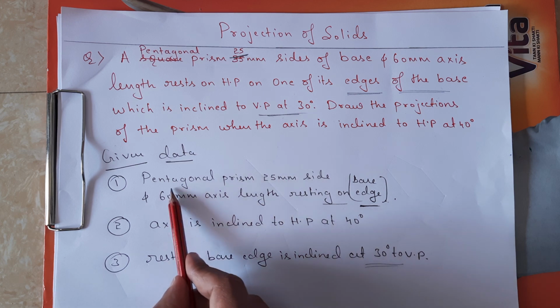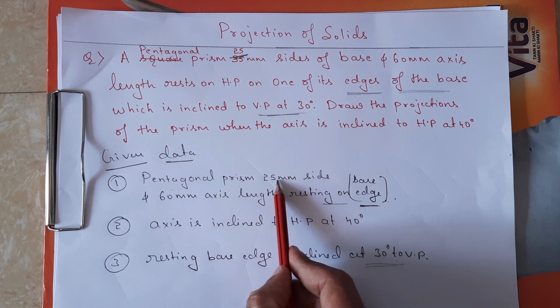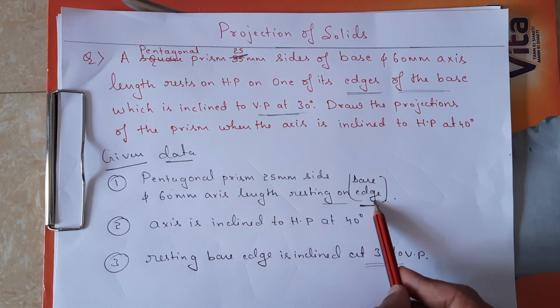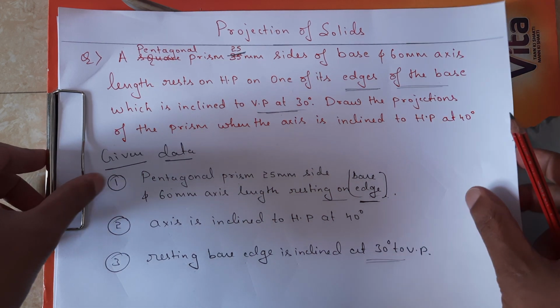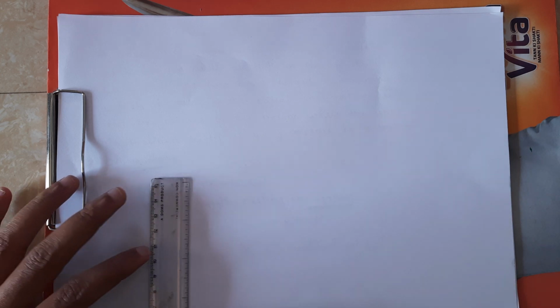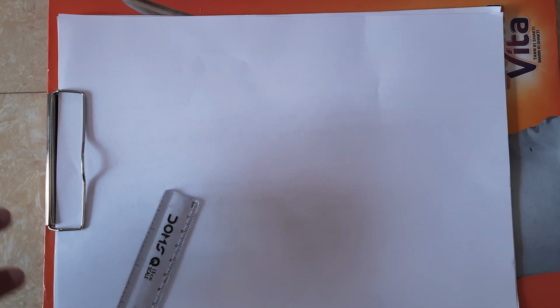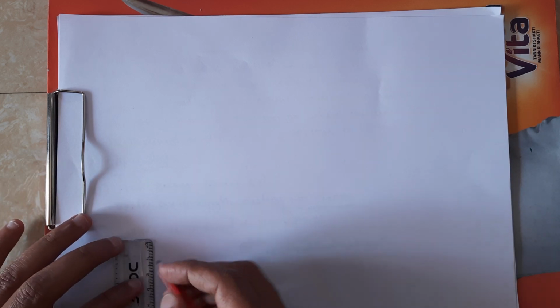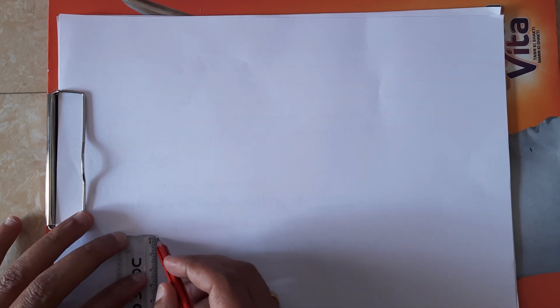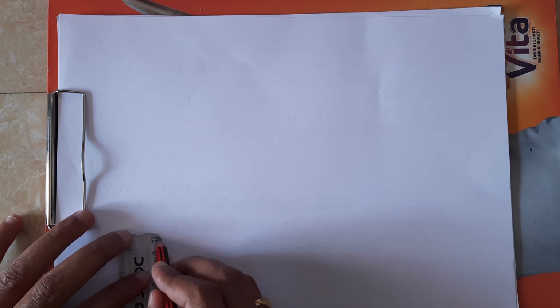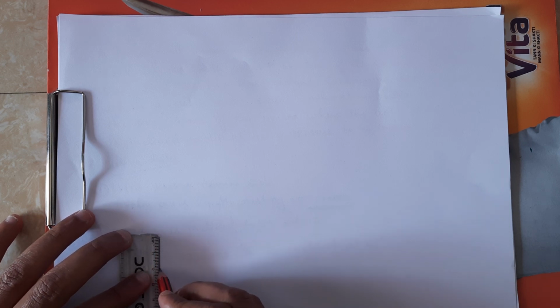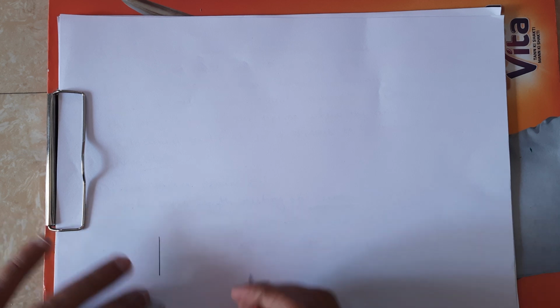So what is the type of lamina? Pentagonal prism of side 25 mm base edge. So you have to draw a pentagon in such a way that one of its base edges must come to the right side. First I am going to draw the line. It must be 25 mm. So one of its edges must come to the right side, and this is the 25 mm line I drew.